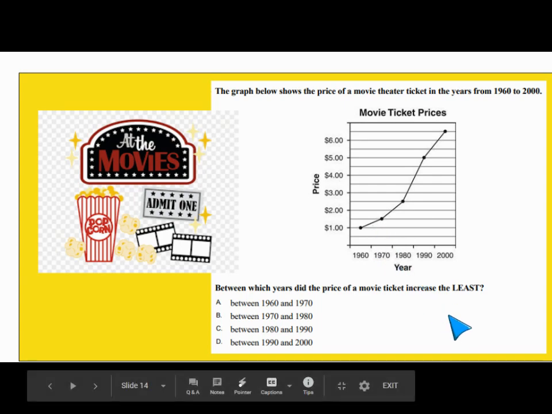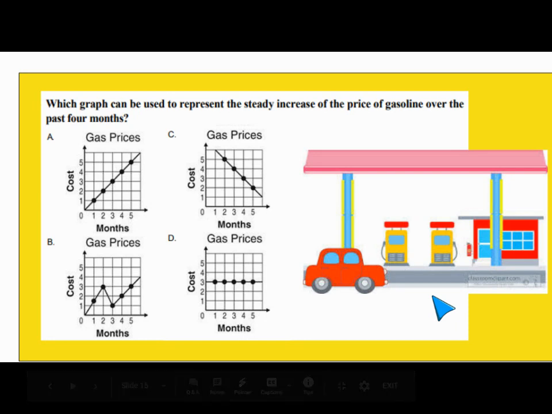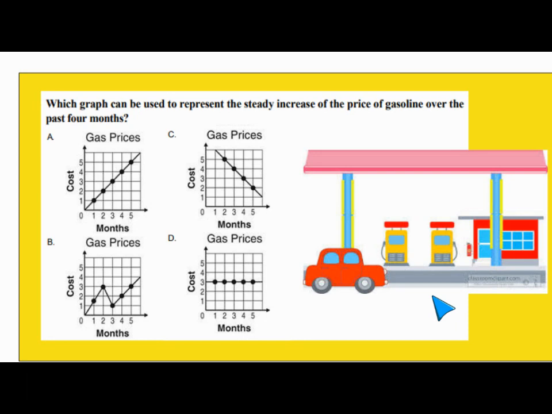Answer choice A. All right, this graph, we're looking for a steady increase in the price of gas over a 4-month period. Guess what? I can look at that and tell you what it is. The only graph that matches a steady increase over a 4-month period is graph A. Starts at $0, goes up to, well, this data point would be 6, wouldn't it?